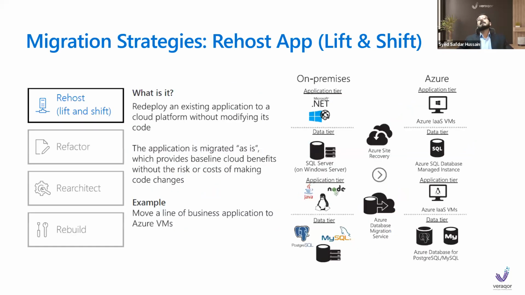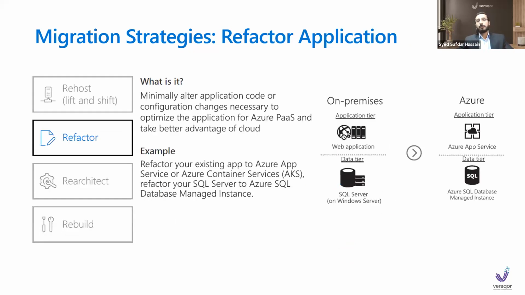So guys, there are multiple migration strategies. For example, rehost is one of them, in which we lift and shift your on-prem workload to the cloud. For example, we move application and database servers from on-prem servers to cloud virtual machines. Similarly, refactor, re-architect, and rebuild are also migration strategies.